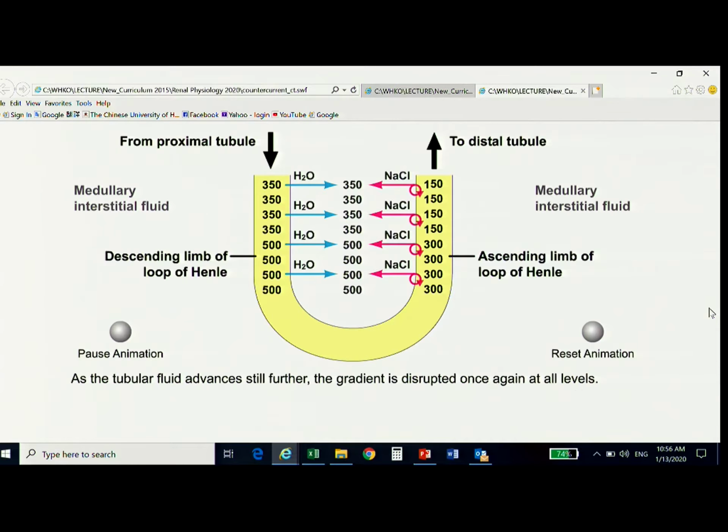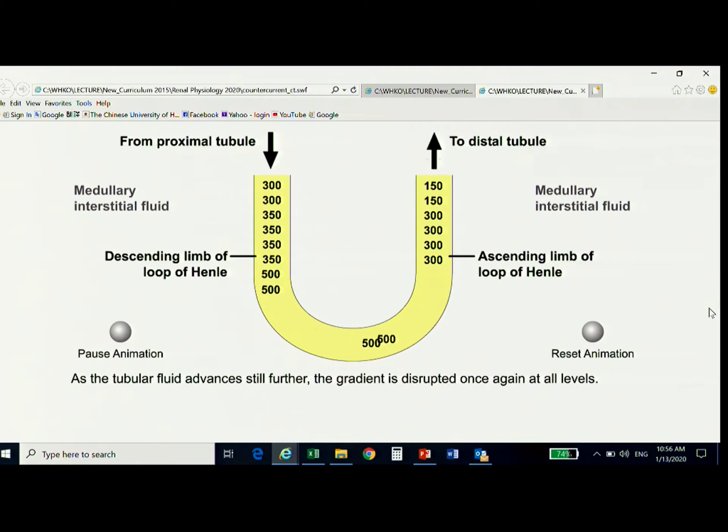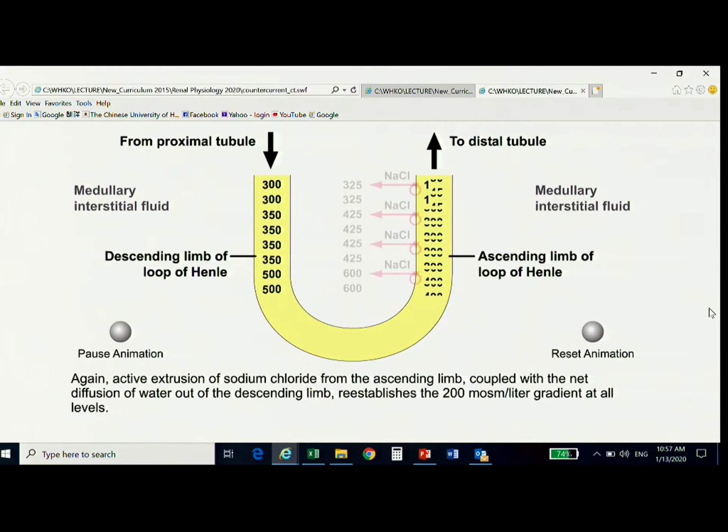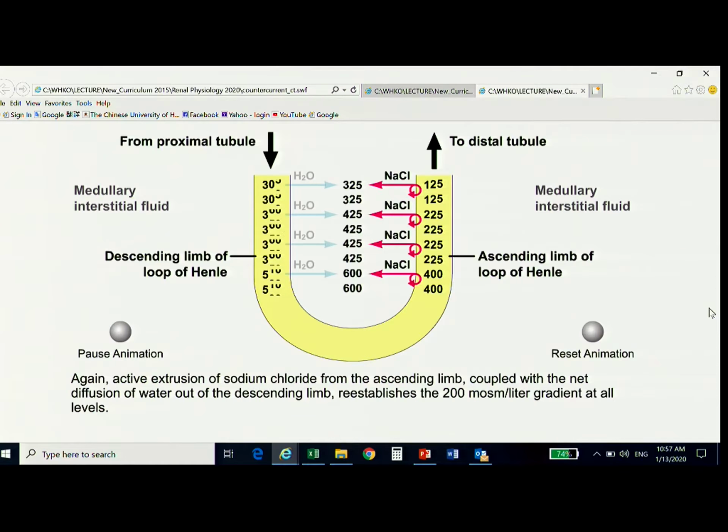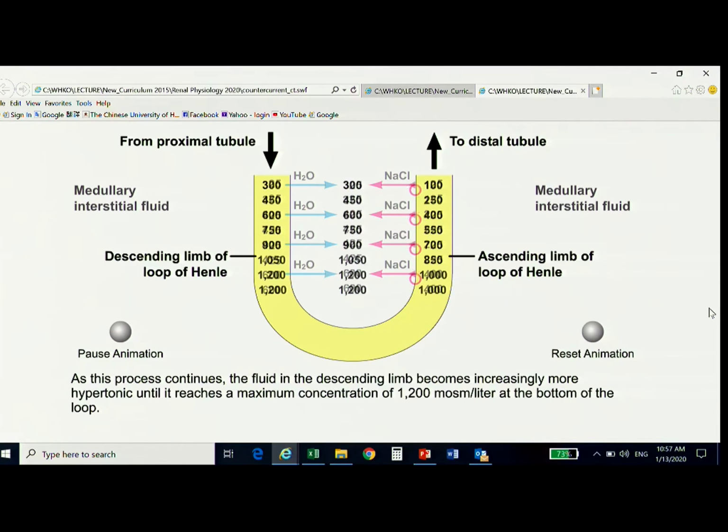level. As the tubular fluid advances still further, the gradient is disrupted once again at all levels. Again, active extrusion of sodium chloride from the ascending limb coupled with the net diffusion of water out of the descending limb reestablishes the 200 milliosmoles per liter gradient at all levels. As this process continues, the fluid in the descending limb becomes increasingly more hypertonic until it reaches a maximum concentration of 1,200 milliosmoles per liter at the bottom of the loop.